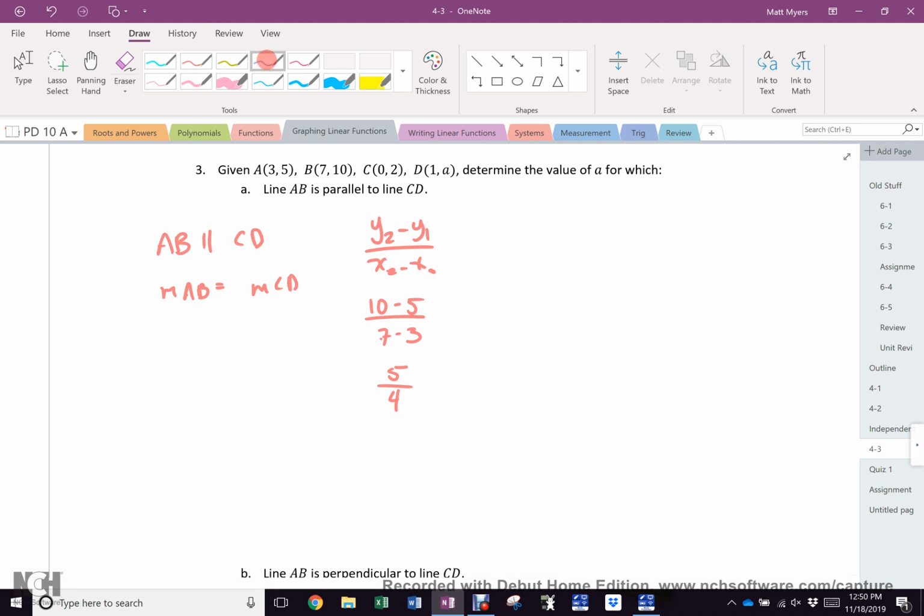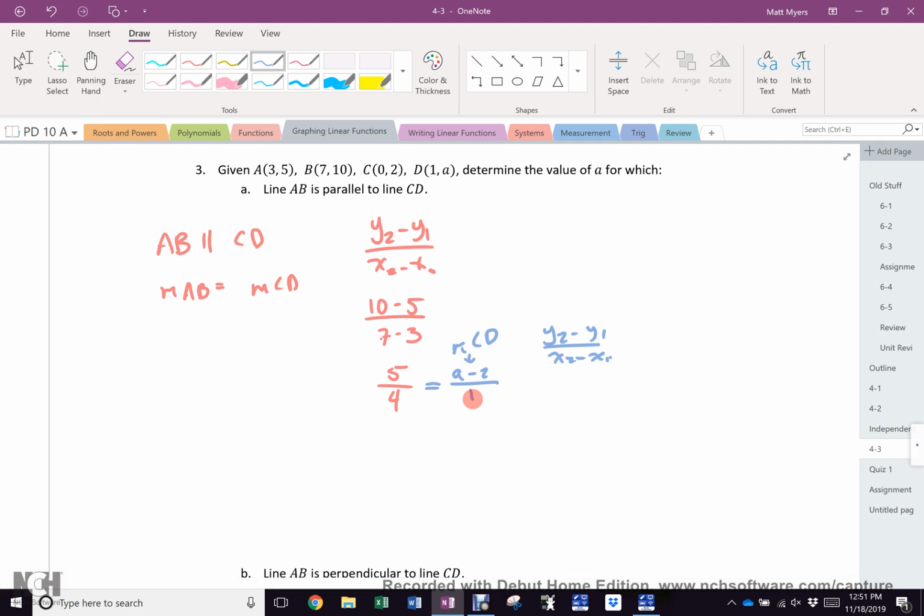And if it's parallel, it must be equal to what? It must equal the slope of CD, correct? Well, what is the slope of CD? It's y2 minus y1 over x2 minus x1. Yeah. And what do I put there? A minus 2 over 1. Not 1 minus 2, 1 minus 0.